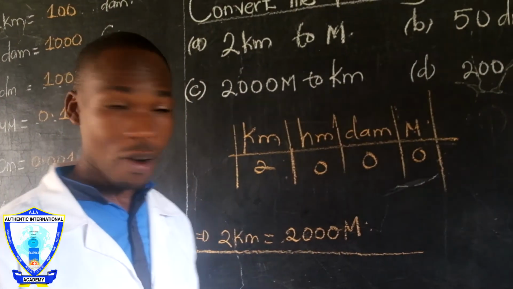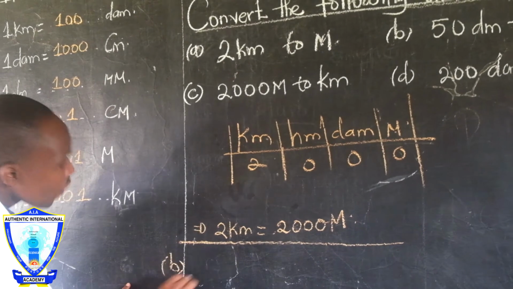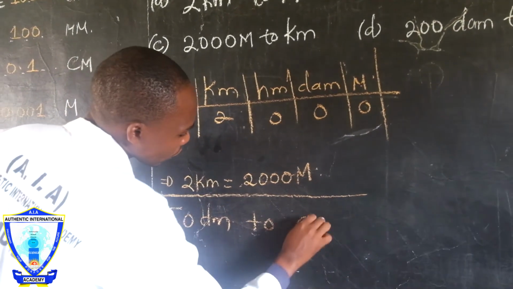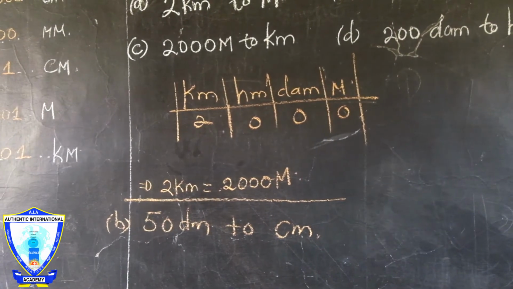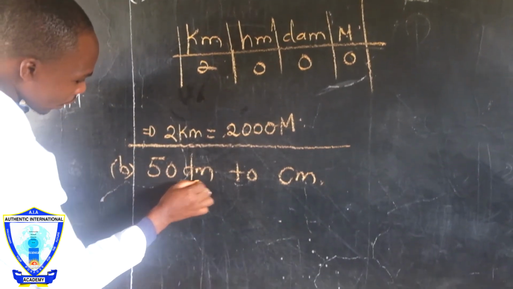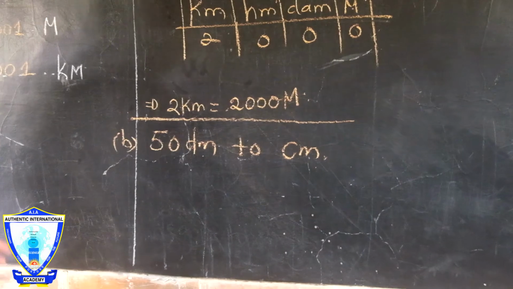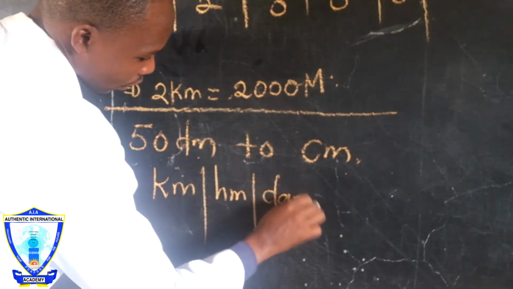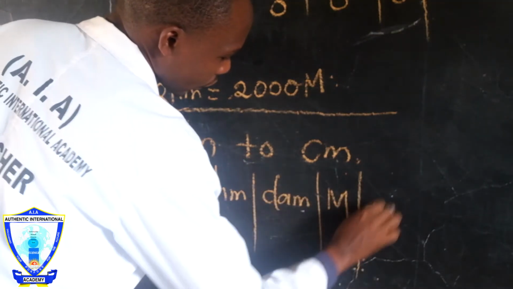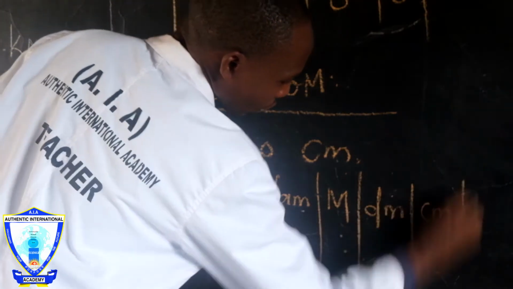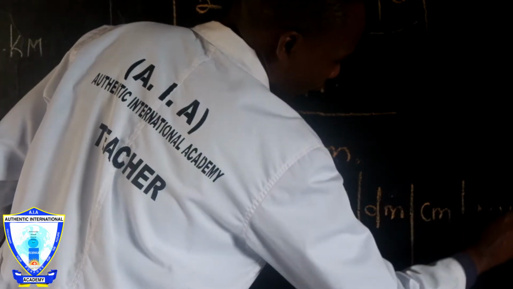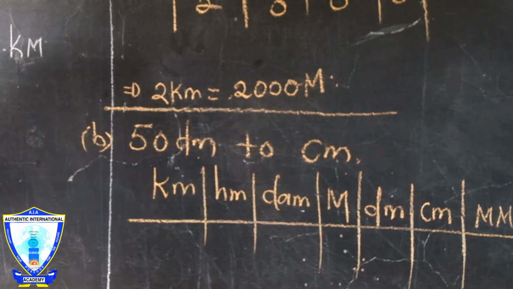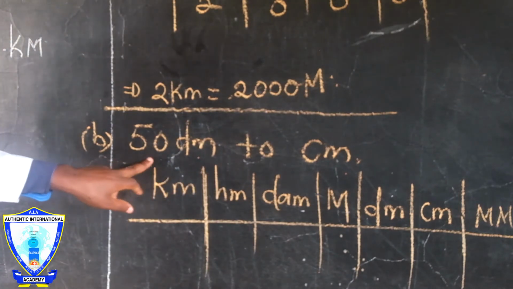Or I help you? Okay, let me also help you. B, 50 decimeters to centimeters. I'm asked from decimeter to centimeter. Use a conversion table. Kilometer, hectometer, decameter, meter, decimeter, centimeter, and millimeter. Wow. What are we converting? We are converting 50 decimeters.